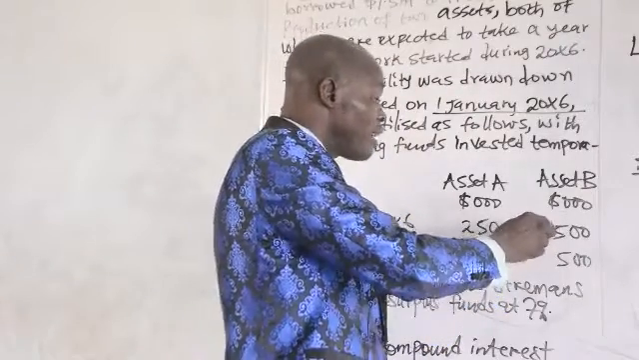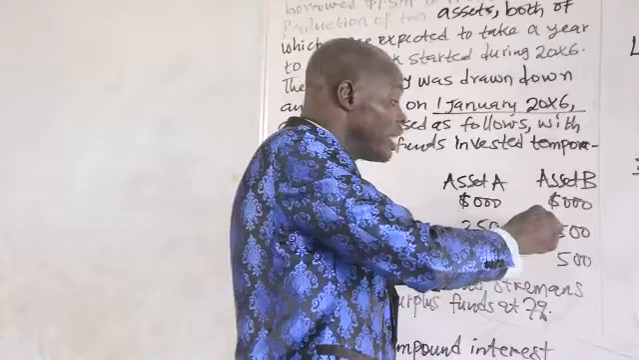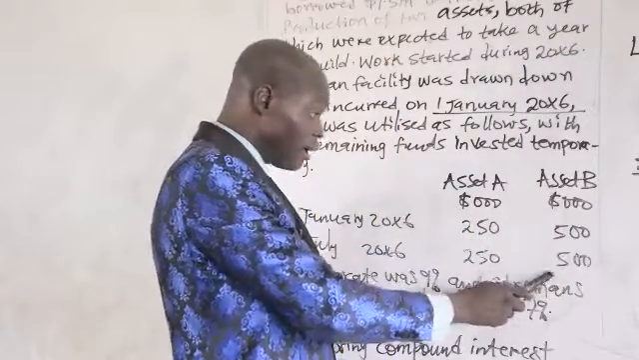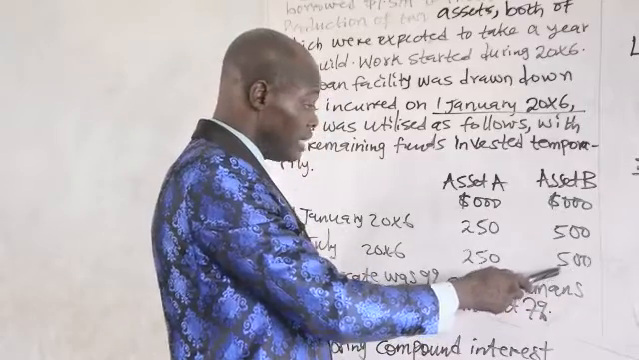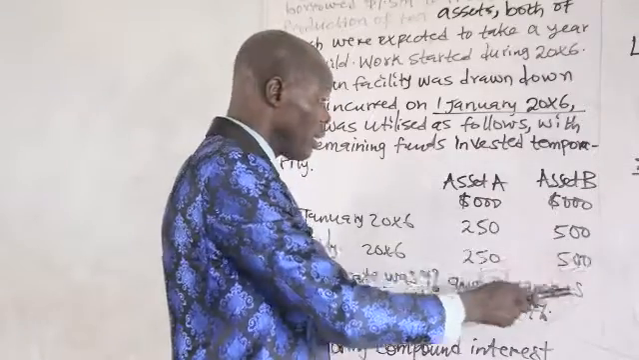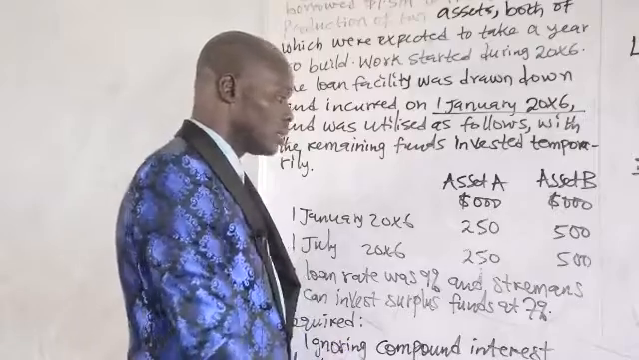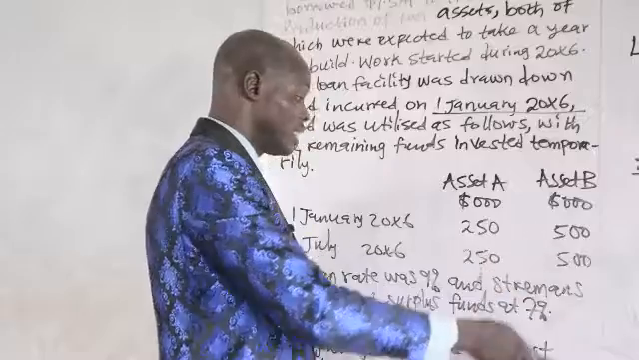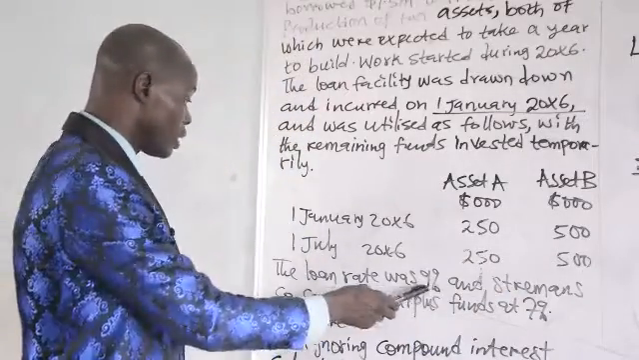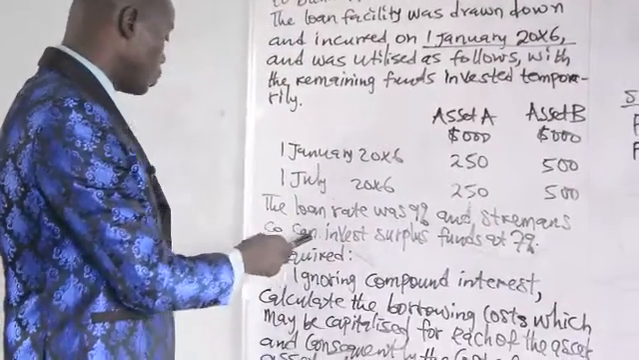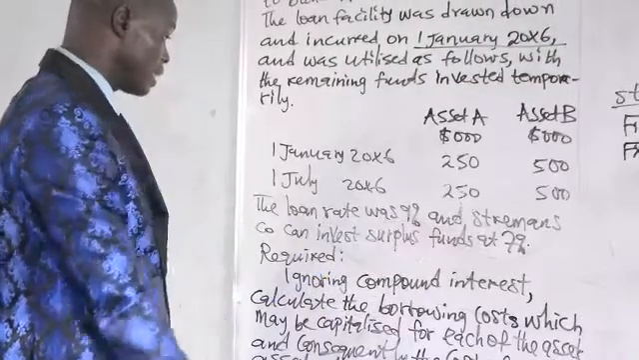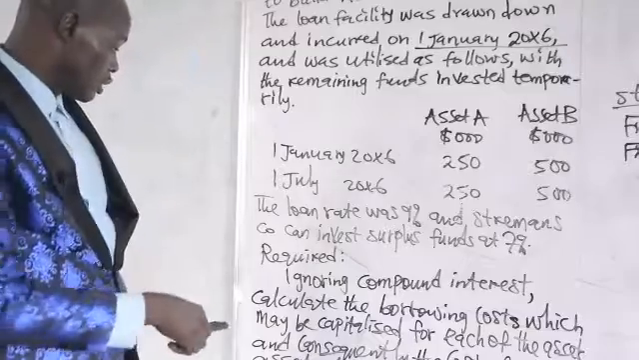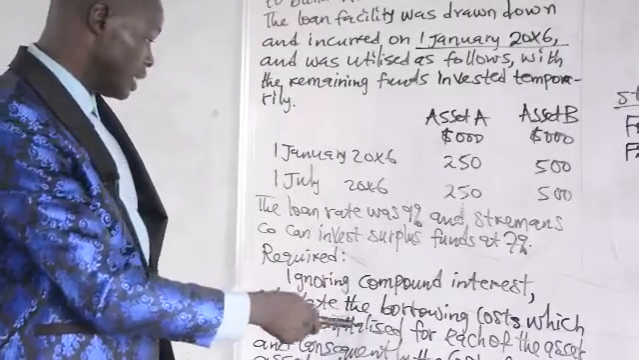So if it is invested in January, that means investment income will be earned from January to June, ending before the funds will be needed to finance this project. So by then the investment will be realized and the funds will be available to finance the project. The loan rate was 9%, and Streamers Co. can invest surplus funds at 7%. Required: ignoring compound interest, calculate the borrowing cost which may be capitalized for each of the assets.